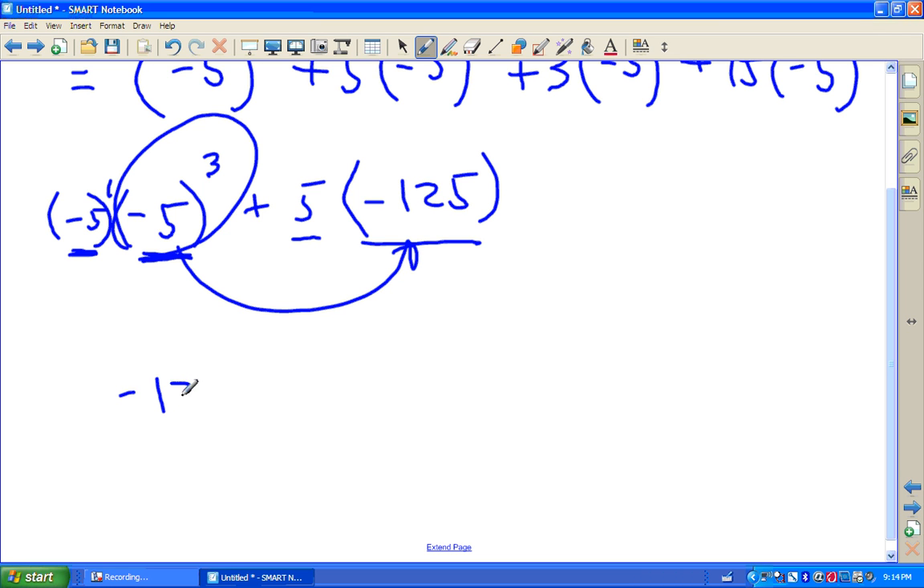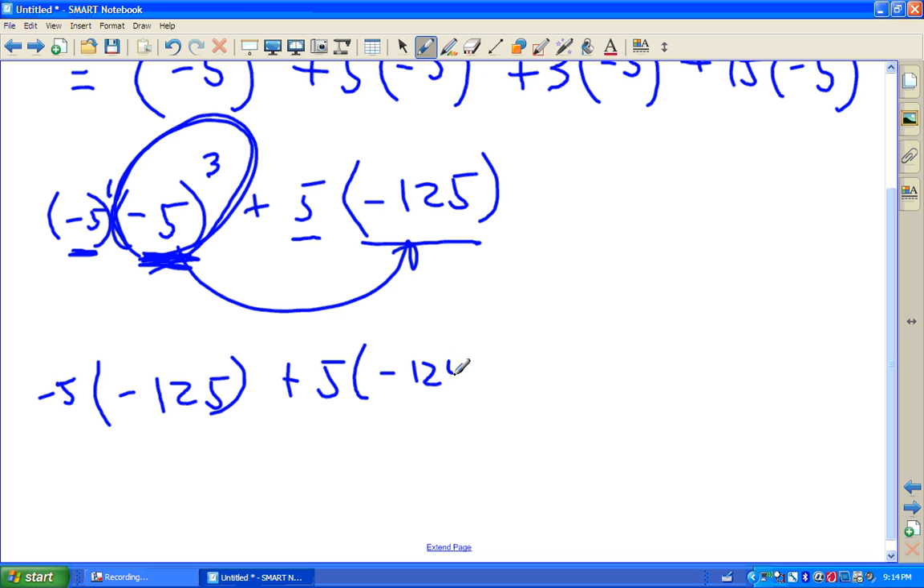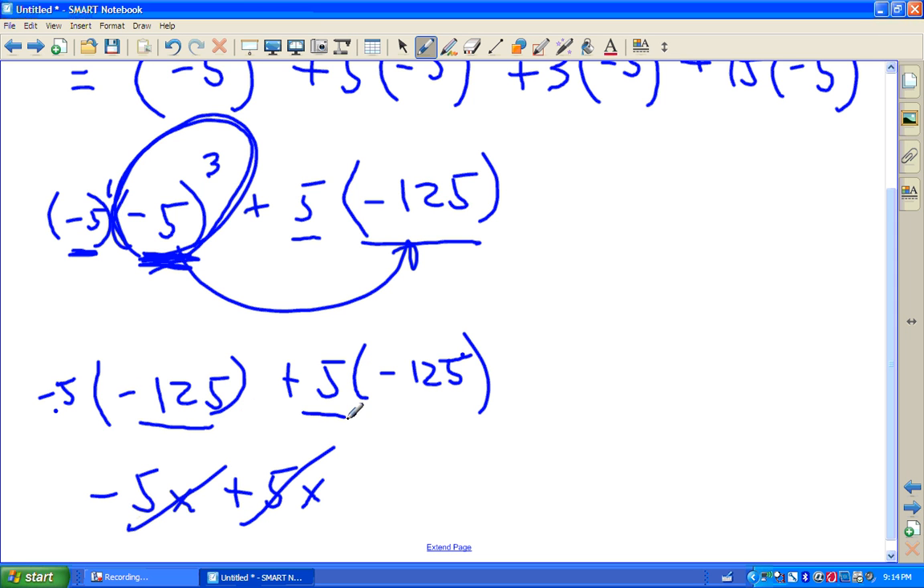Think about it. That right there, this part here, -5 cubed is -125, and I've got a -5 out front. Here I've got a +5, and I hope you guys can see that. Don't let the big numbers fool you. This is kind of like -5x plus 5x, where x happens to be -125, but these cancel. These are going to give me 0. So -5 times -125 plus 5 times -125. I mean, you can do it on your calculator, but these two things are going to cancel.